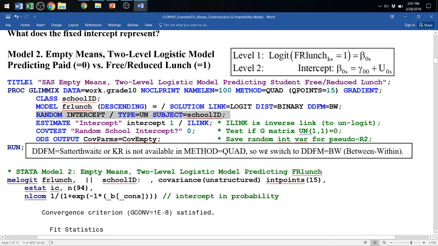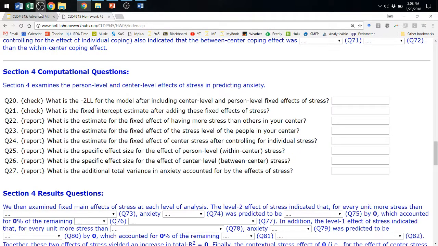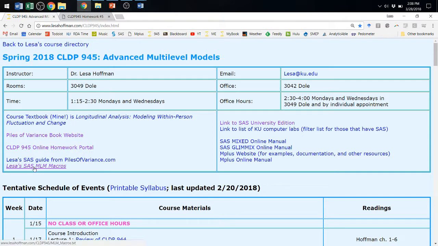Random intercept, type equals UN, forever and ever, amen, subject equals school, same as before. Now, actually, ODS output. I have macros that do pseudo R-square in Glimmix as well. They're up on my web page. I put them up, by the way, a while back. Lesa's MLM macros are right here, all the ones that I have. I have a fit test one in Glimmix, and I also have a pseudo R-square one in Glimmix. So that saves that. Now here's something new.